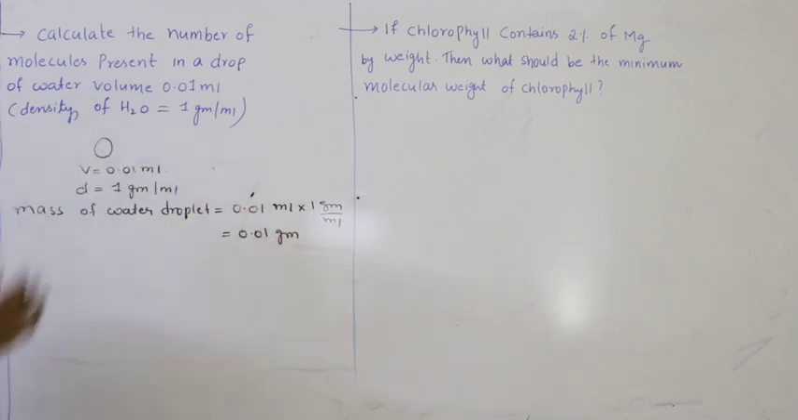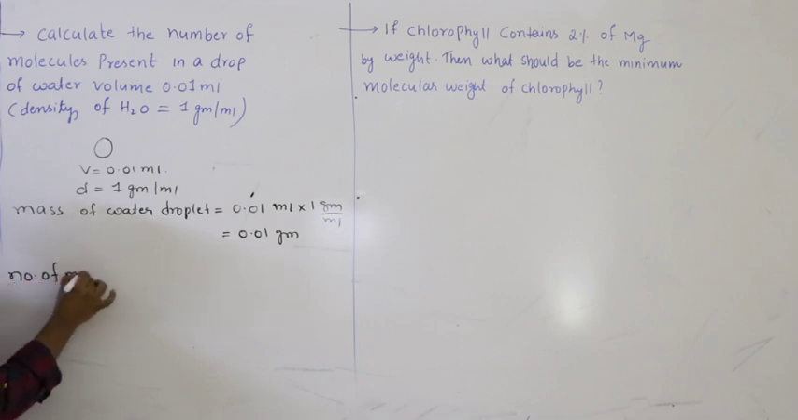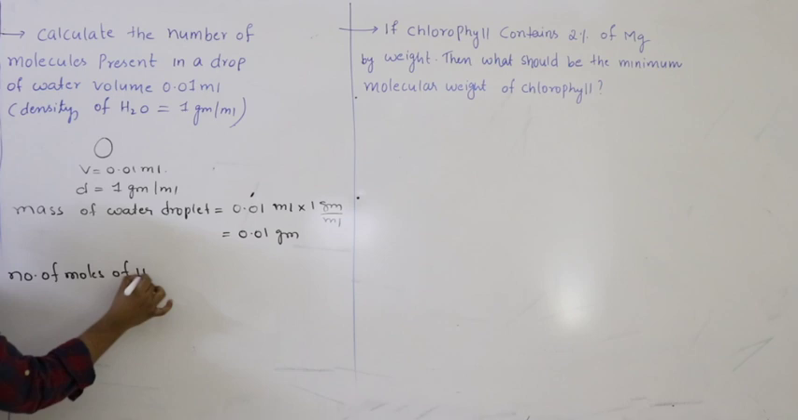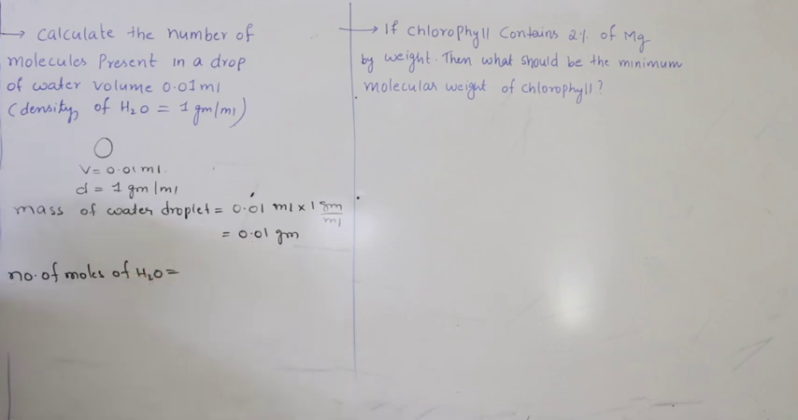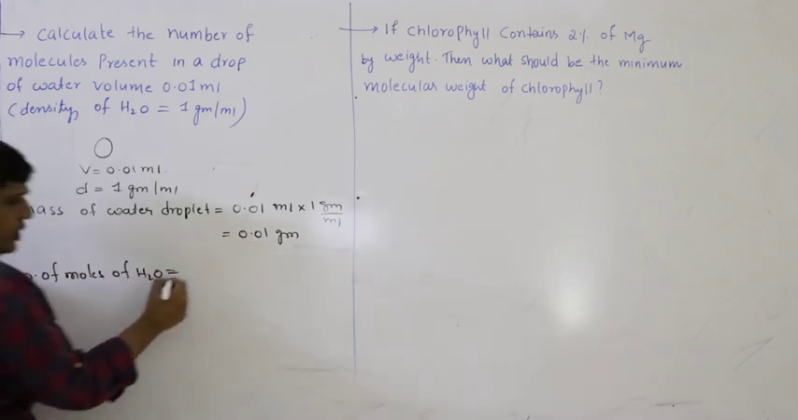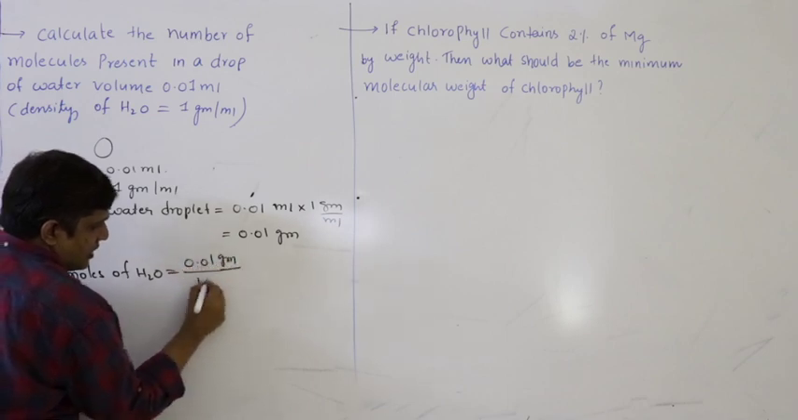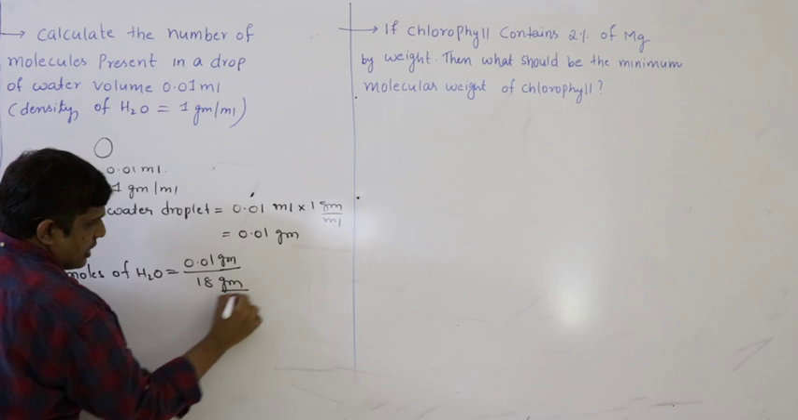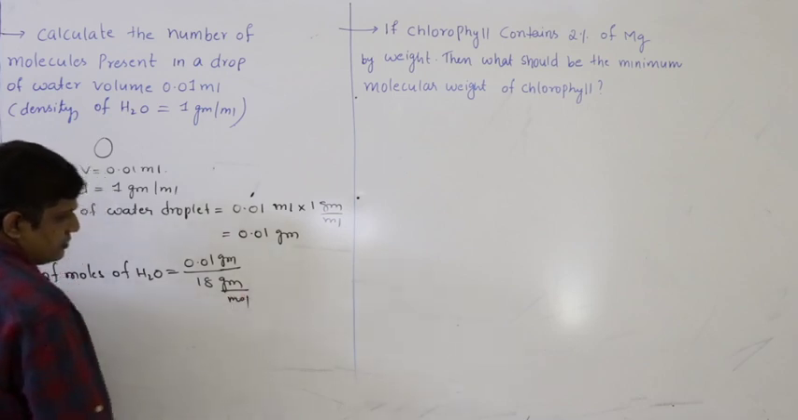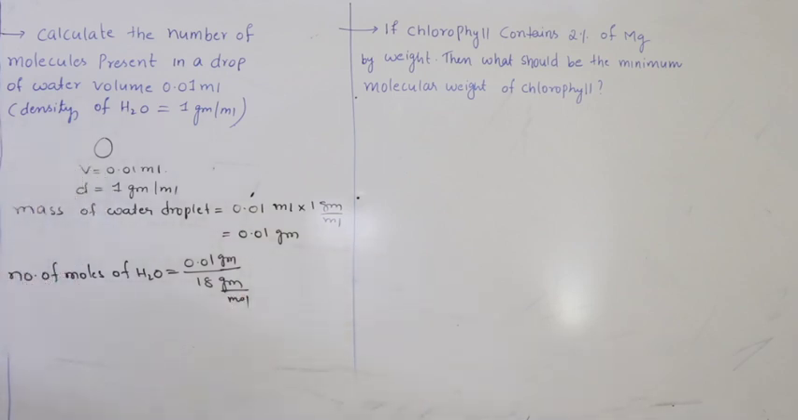So we know the mass. Convert this mass into moles. From that you calculate molecules. So let us find the number of moles of water. Weight of the droplet is equal to 0.01 grams by its molecular weight. What is the molecular weight of water? 18 grams per mole. Right. So 0.01 by 18.